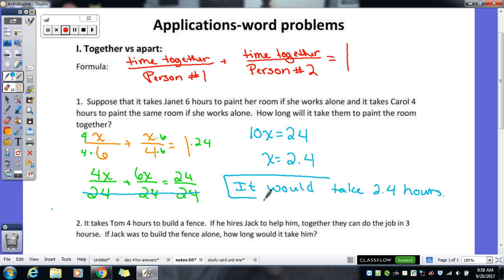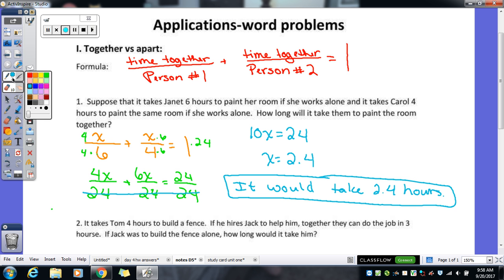Which makes sense. If you've got two people painting a room, it should take less time than just one person by themselves. Now, the one thing you have to be careful of is sometimes they like to ask that in minutes. How would I convert my 2.4 hours into minutes? You would just multiply it times 60, and then it would give you the answer in minutes if they asked for it.